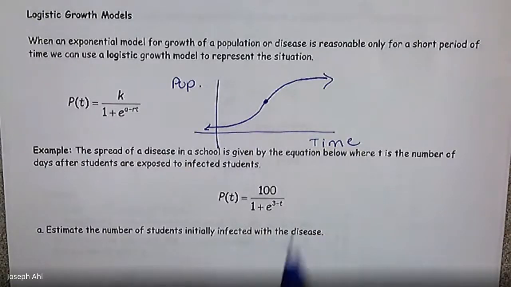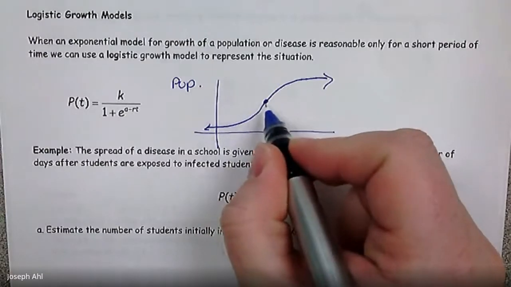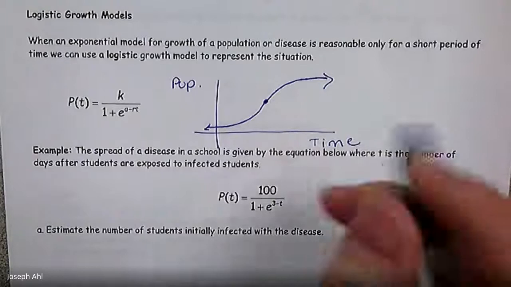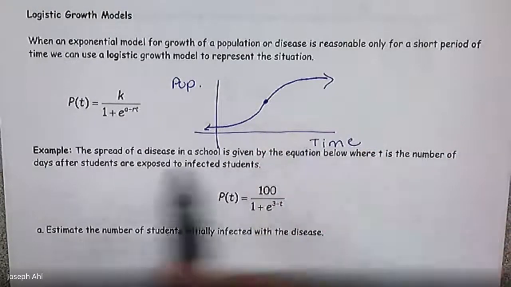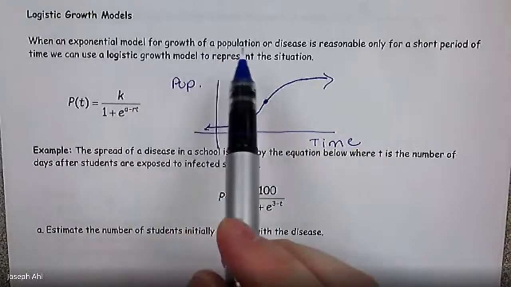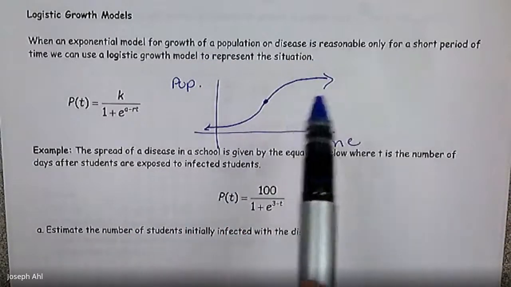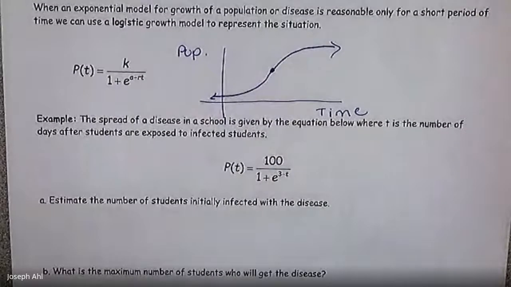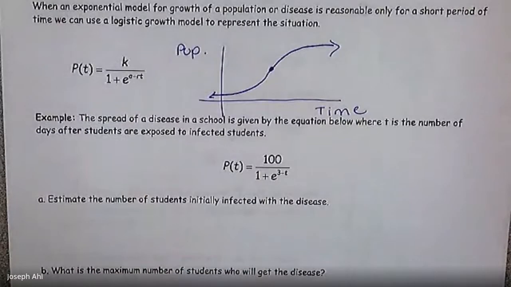You'll notice that in the beginning of a logistic model, it looks pretty exponential. But then after the inflection point right here, it switches over to something that's pretty logarithmic. We get this dampening effect as far as that rate of growth. So when an exponential model for population or disease is reasonable only for a short period of time, logistic growth models make sense to model the situation. And here's the general model that we're going to be using to answer the question below.